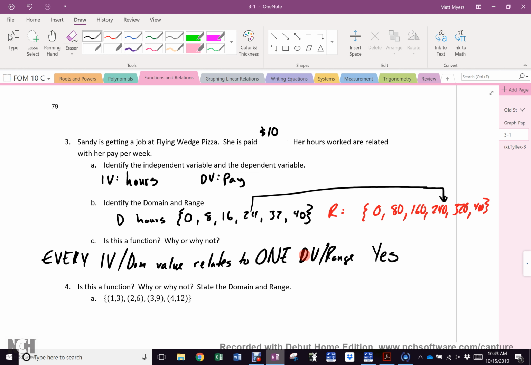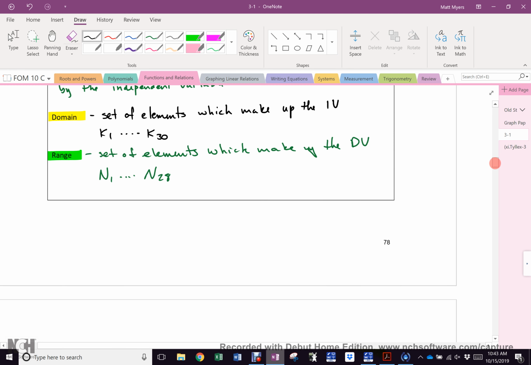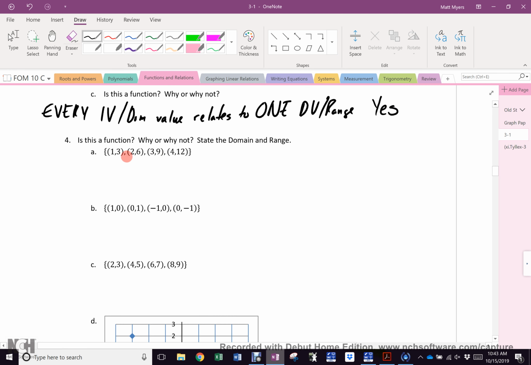In real life, it's easy to see it, right? Because pay depends on hours. What's different about number 4 here? Is it real life? No, that's just numbers, right? You need to think back to grade 9, what does that notation mean? When you have bracket, number, comma, number. They're X and Y's, right? How do you find this point?